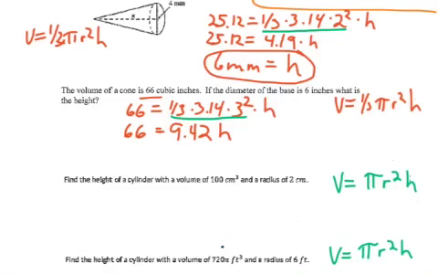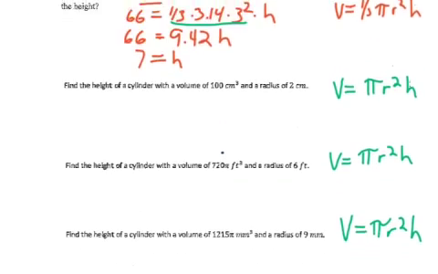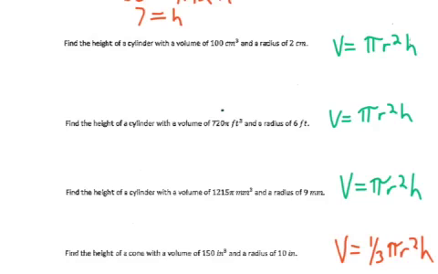Okay, so we have our product, and the last step, just divide 66 by 9.42, and you end up getting 7 equals your height. So those two are with the cone. Let's take a look at the cylinder. The cylinder is probably the easier of the two formulas. There's no fraction involved, so let's just go ahead and quickly do this.